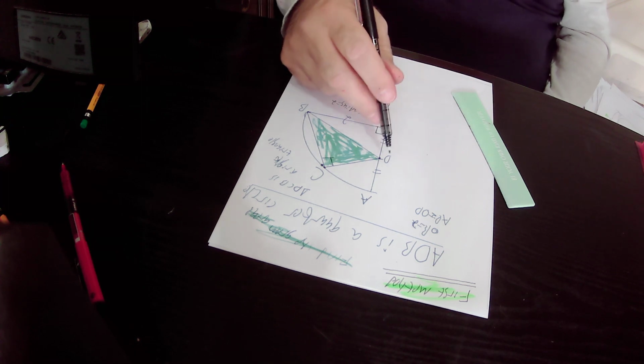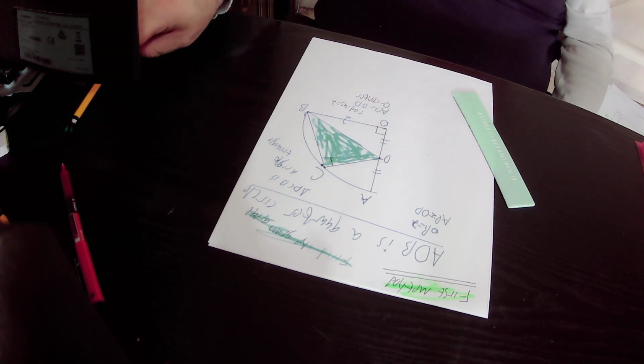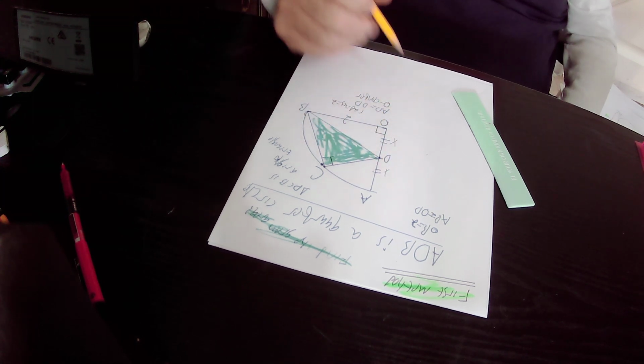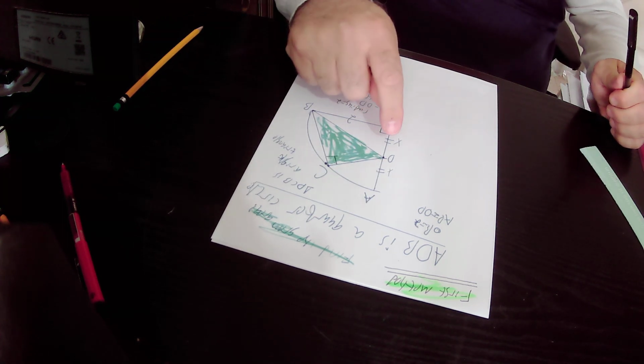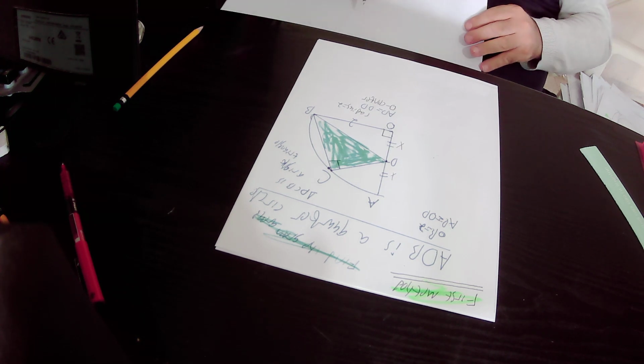And we know that AD equals DO. So if AD equals X, then DO will also equal X. AO is also the radius of the quarter circle, which is equal to 2 units according to what is given in the question.